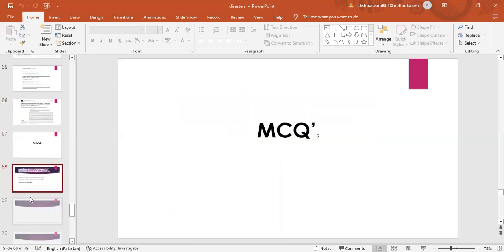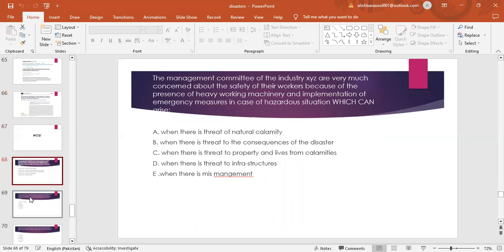MCQs. The management committee of the industry XYZ is very much concerned about the safety of their workers because of the presence of heavy working machinery and implementation of emergency measures in case of hazardous situations which can arise. A, when there is a threat of natural calamity. B, when there is a threat of consequences of the disaster. C, when there is a threat to property and lives from calamities. D, when there is a threat to infrastructure. E, when there is mismanagement.